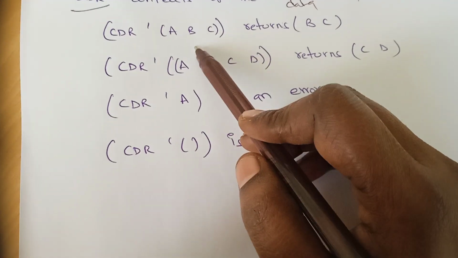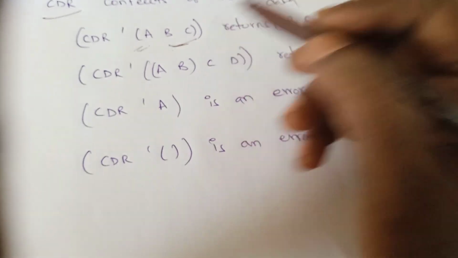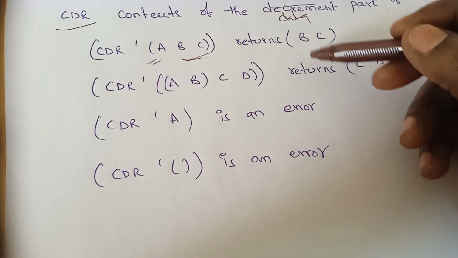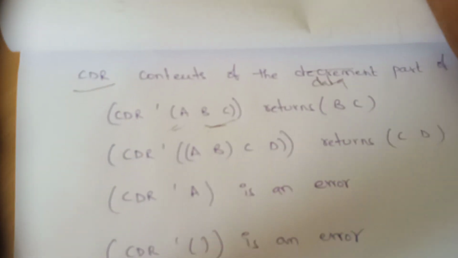And CDR is what? It returns data. I told you CDR, the data is what? B C. A is what? Address, or else A is the function name, and B C are parameters. So this is the way list functions work in Scheme. So this is all about Scheme.